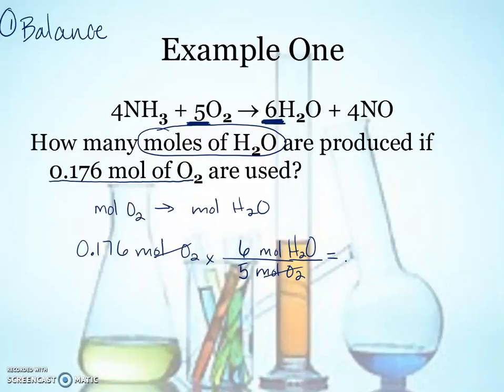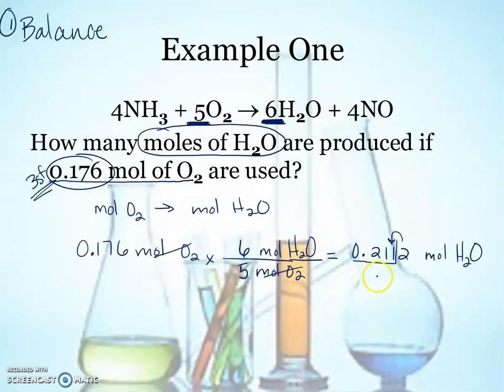So now we set up our equal sign. We put moles of H2O here, and now we just do our math. It's that simple. All right, so 0.176 times 6 divided by 5, and we get 0.2112. We need 3 significant figures in our answer. So we're going to go to 3 significant figures. The 2 does not make the 1 change, so 0.211 moles of H2O.